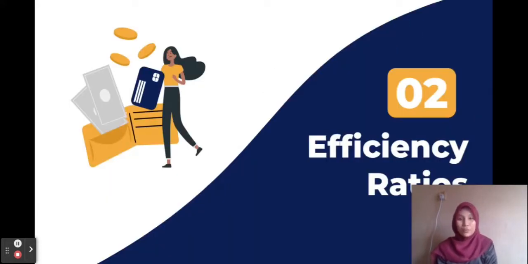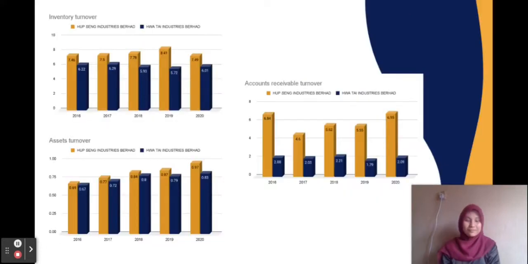Moving on to the second category, the efficiency ratios, which measure a company's short-term ability to turn current assets into income. For this ratio, we will look at the inventory turnover, accounts receivable turnover, and asset turnover ratio. Once again, we can see that Seng Industries has a higher ratio for all efficiency ratios than Huatai Industries. This proves that Seng Industries is efficient at producing sales from assets, efficient at revenue collection, and at selling goods quickly, and there is considerably more demand for their products than Huatai Industries.